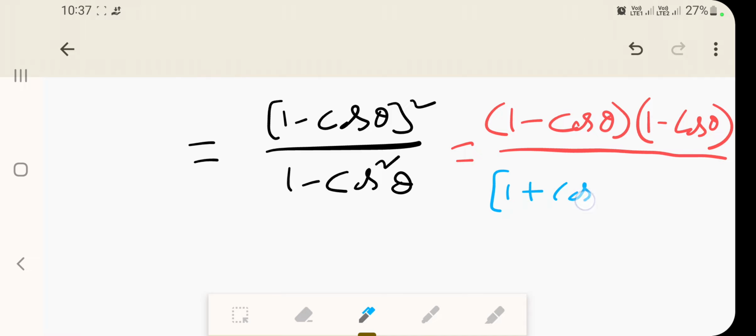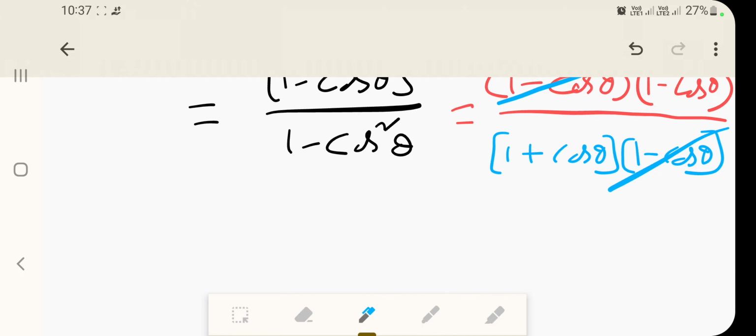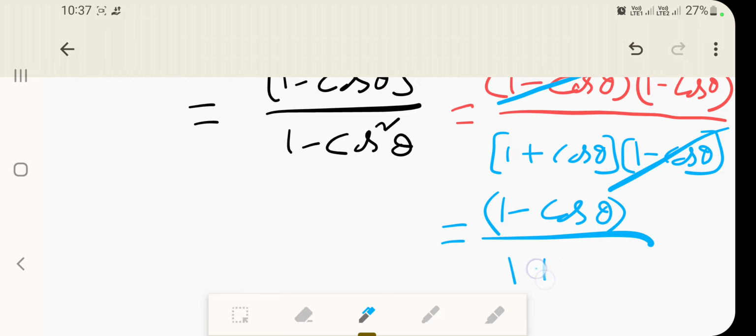So we can write it as 1 plus cos theta into 1 minus cos theta. You can write 1 minus cos theta into 1 plus cos theta. It is one and the same. Now from numerator 1 minus cos theta and denominator 1 minus cos theta will get cancelled, and we get 1 minus cos theta whole divided by 1 plus cos theta. So this is what they have asked in the problem.